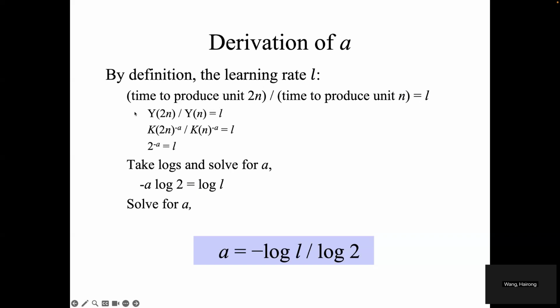Then by using the formula, we get k times (2n) to the power of minus alpha over k times n to the power of minus alpha equals the learning rate. Then 2 to the power of minus alpha equals the learning rate. Then take the logs of both sides of the equation and solve for alpha. We can know that alpha can be described in this formula.